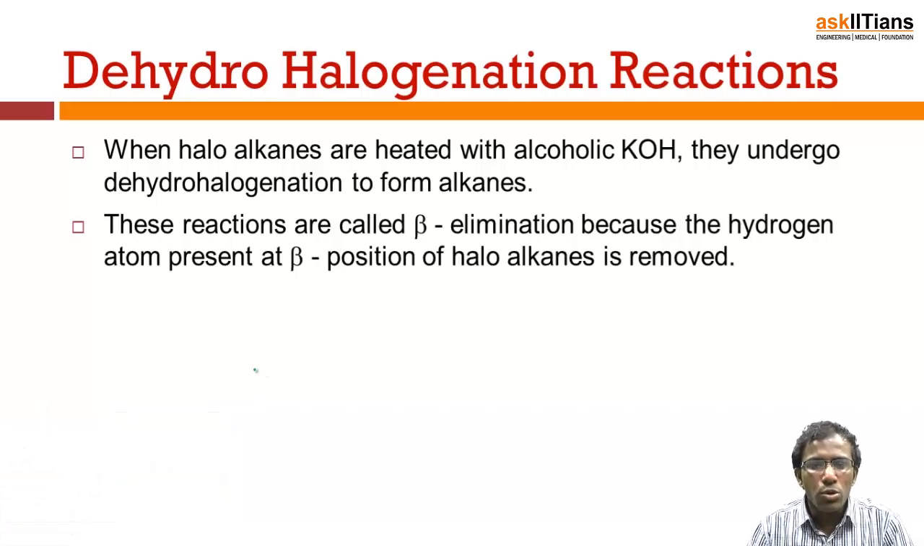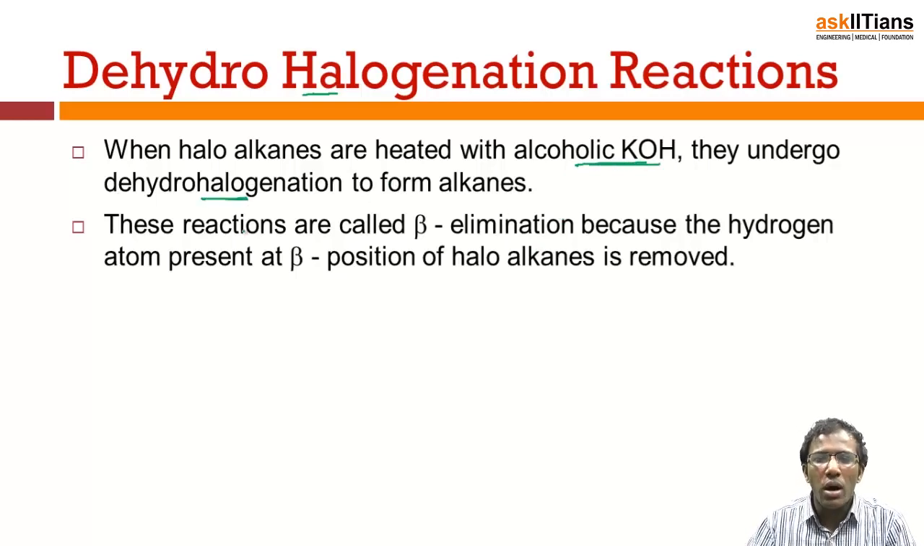The second one is the dehydrohalogenation reactions. Dehydrohalogenation is nothing but elimination of HX, that is hydrogen halide. So when haloalkanes are heated with alcoholic KOH, alcoholic potassium hydroxide, they undergo dehydrohalogenation to form alkenes basically. That is the removal of HX, HX is removed and we get alkenes as the products.